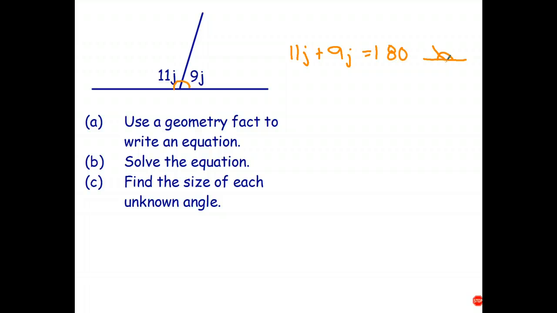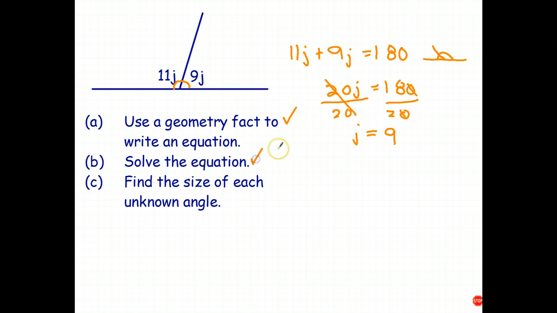So now we put on our algebra hat and we say, well, how do we solve this equation? We can add like terms. 11j plus 9j is 20j equals 180. We divide both sides by 20, and j is 180 over 20. We knock off a few zeros, and 18 divided by 2 is 9. So we've used the geometry fact to write the equation. We've now solved the equation. Now the next step is we have to find out the size of each angle.